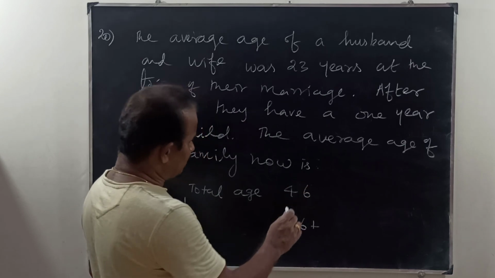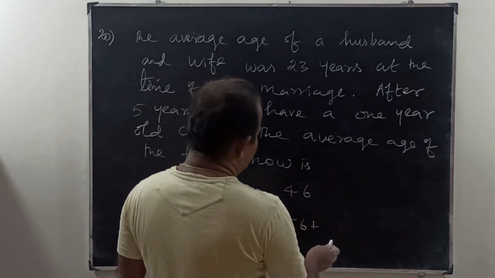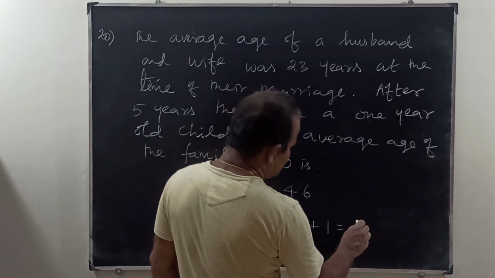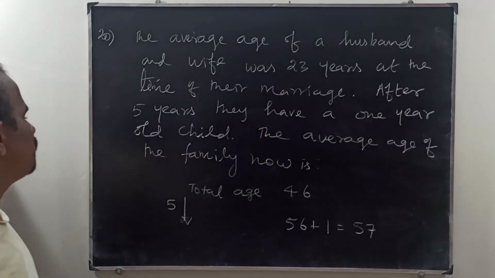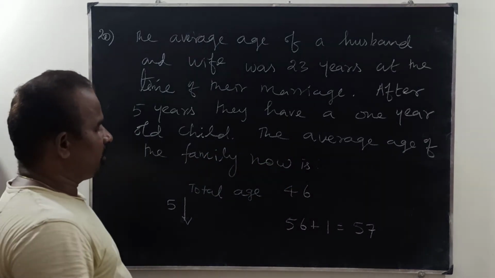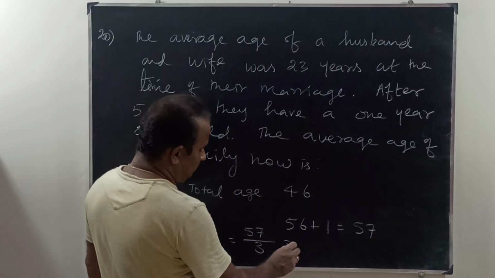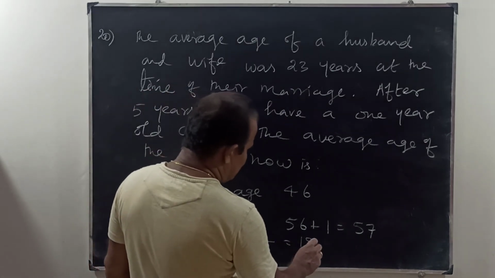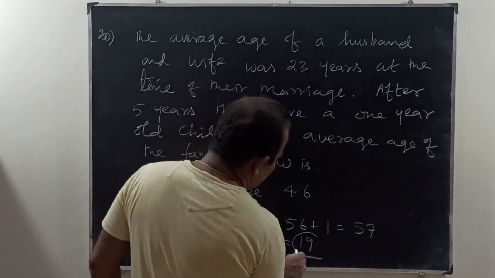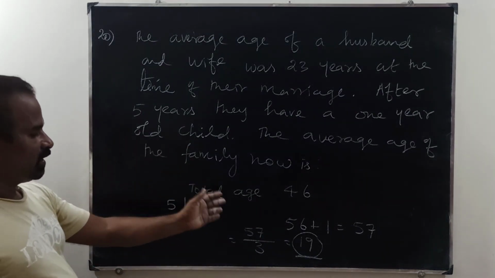Now the family has 3 members. The age of the child is 1. Therefore, the total age of 3 members is 57. Now what they are asking is the average age of the family, therefore average age means the sum of the 3 persons divided by 3. So therefore 57 divided by 3 is 19. Therefore the average age of the family is 19.